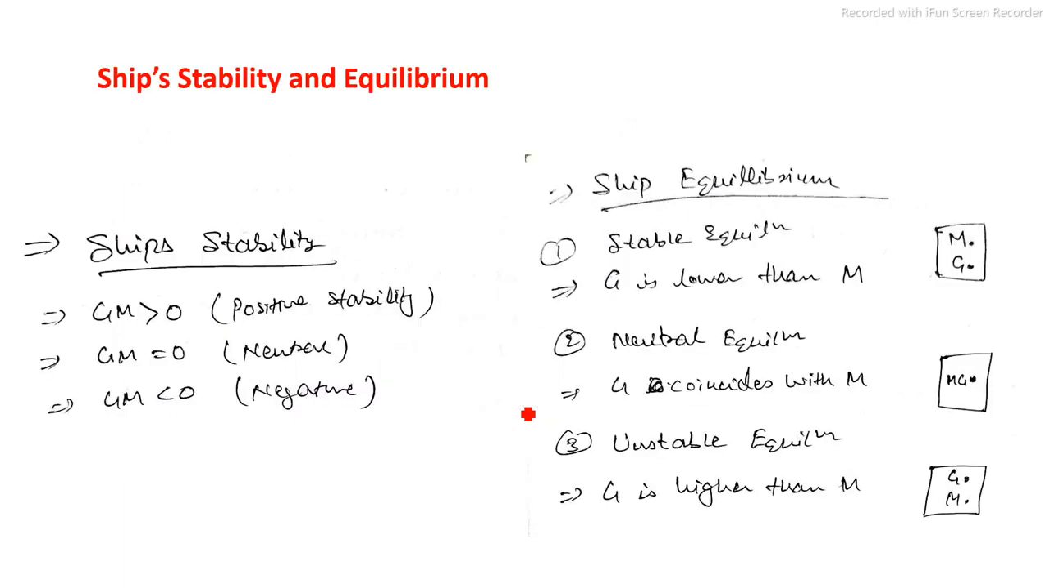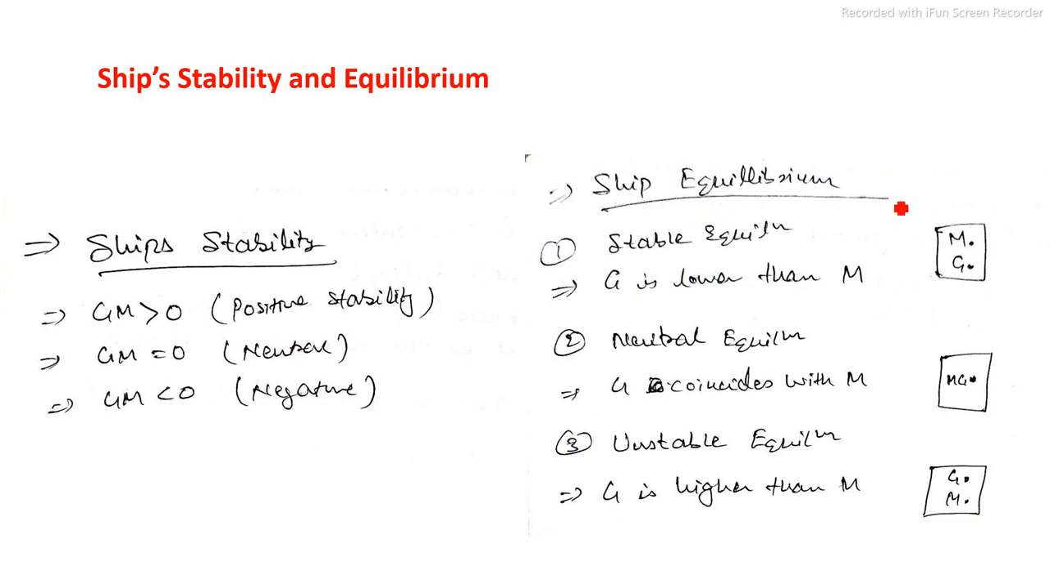Next is ship's stability and equilibrium. This question has also been asked: in what condition is the ship stable or not. Here GM represents the metacentric height. When GM is greater than 0, that is, the metacentric height is greater than 0, the ship is said to have positive stability. When GM is 0, it is said to have neutral stability. And if GM is less than 0, the ship is said to have negative stability.